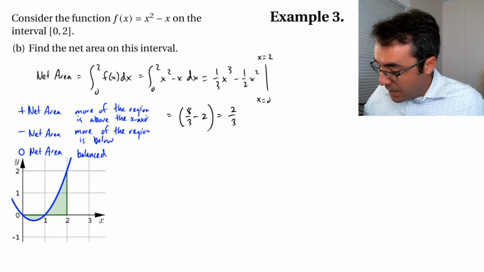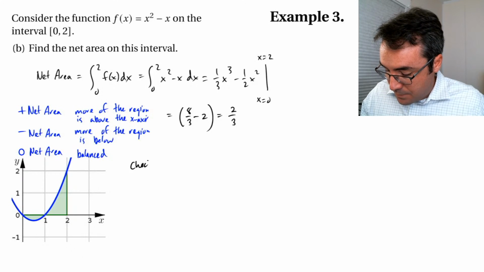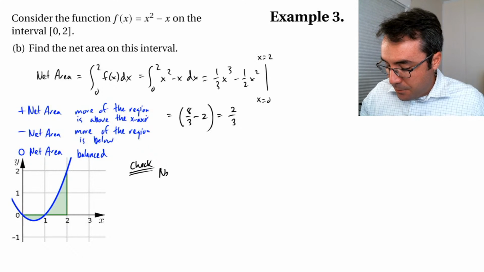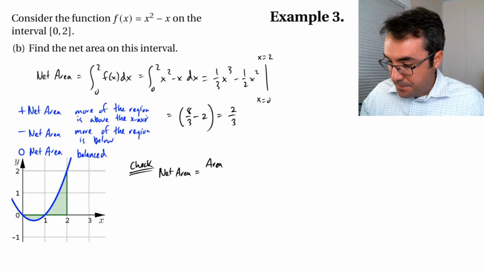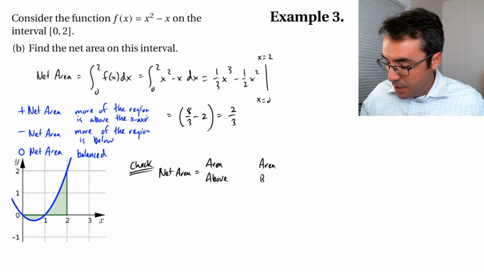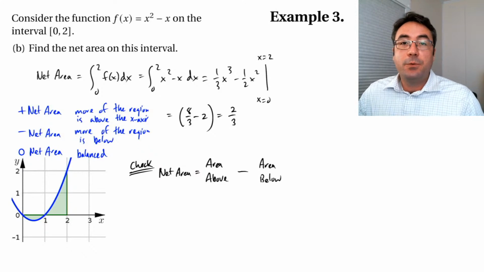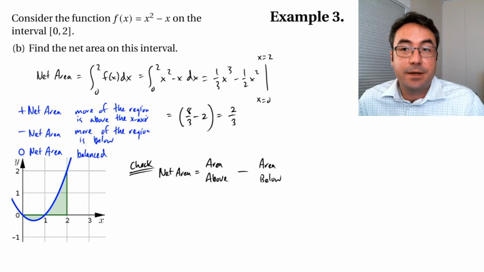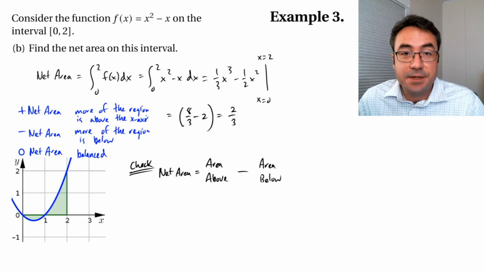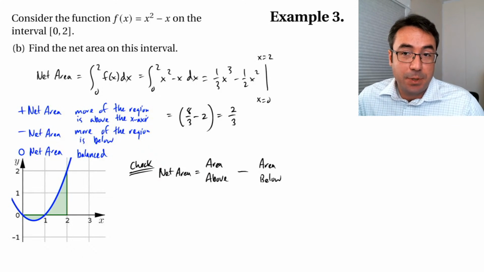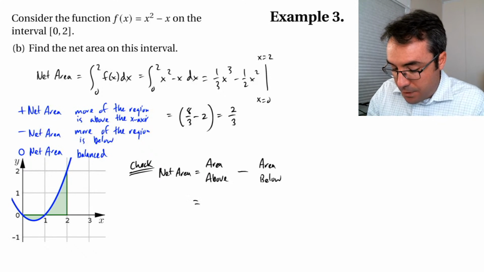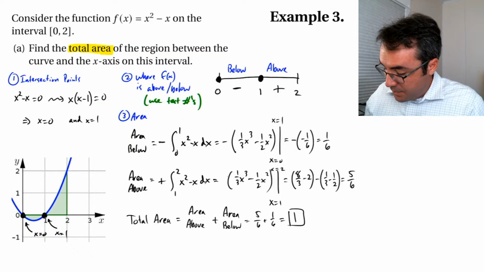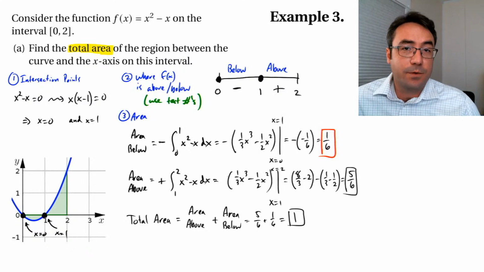And we can check this out for this problem, because on the last page we figured out the area for the region that sat above, and we figured out the area that sat below. And so for net area, we subtract those two quantities. So net area is the area of the region that sits above the x-axis minus the area of the region that sits below. And what did we figure out? The area above we said was 5 over 6, and the area below was 1 over 6.